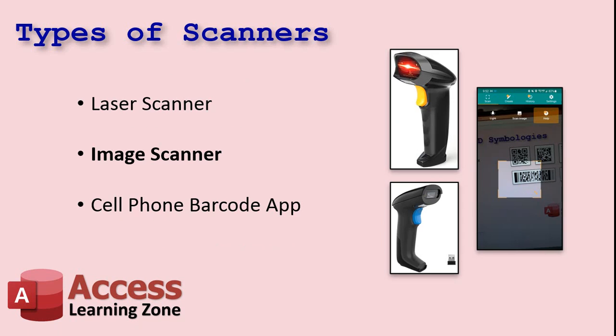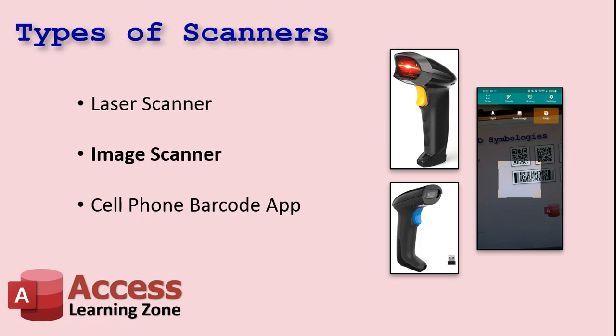Now, of the barcode scanners that are popular, there are laser scanners and image scanners. Laser scanners have that little red light that comes on when you scan a barcode. Usually you've got to pull a trigger and then the little red light comes on. Those are usually good for scanning your normal barcodes like you find on products or on books.